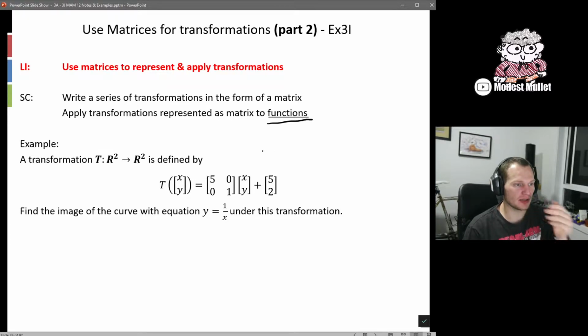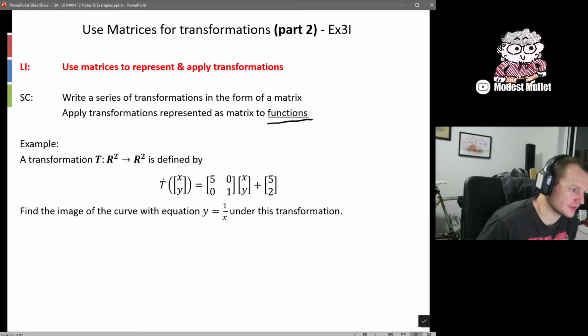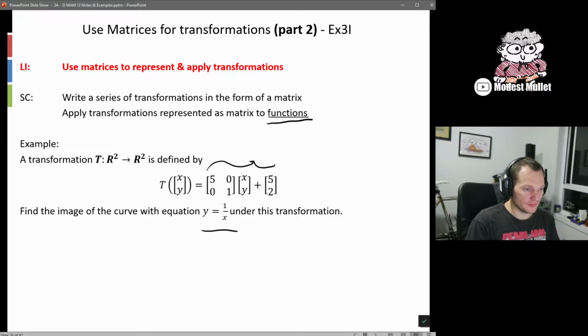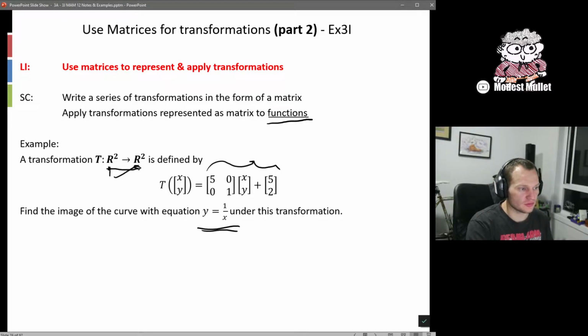By the end of all of this, I'll probably end up having to split this section into 2 videos as well. But an example of success is we have a transformation T where we're mapping from R squared to R squared, defined by that transformation matrix. What is the image of the curve y equals 1 on x under this transformation? So this is our transformation that we're going to apply to y equals 1 on x. Some of this notation looks a little bit funky. We'll come back to it, but quickly, this is just saying we're on the 2-dimensional Cartesian plane, mapping to the 2-dimensional Cartesian plane. That's all that R squared to R squared is, so no need to freak out about that.